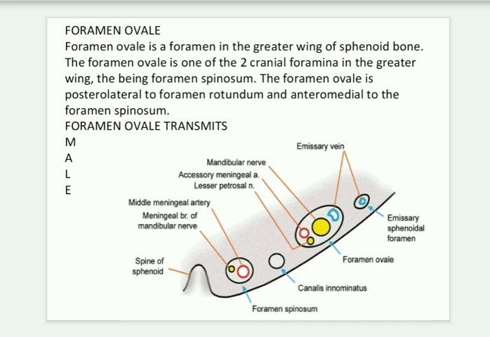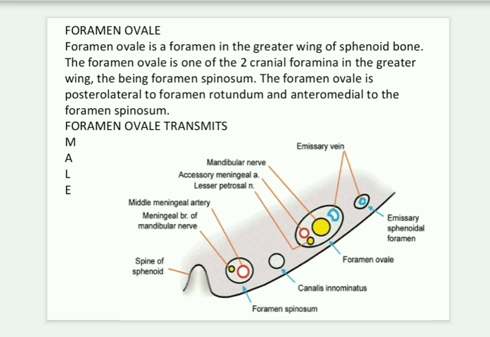A foramen ovale is a foramen in the greater wing of the sphenoid bone, and the foramen ovale is one of the two cranial foramina in the greater wing, the other being foramen spinosum. The foramen ovale is posterolateral to foramen rotundum and anteromedial to the foramen spinosum.